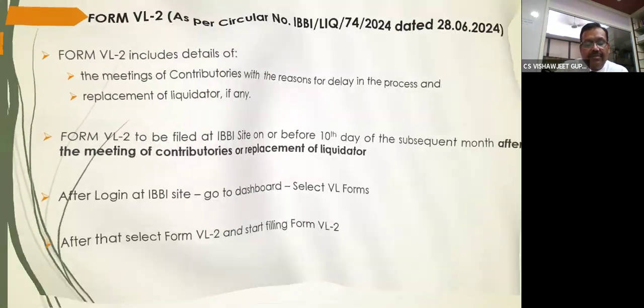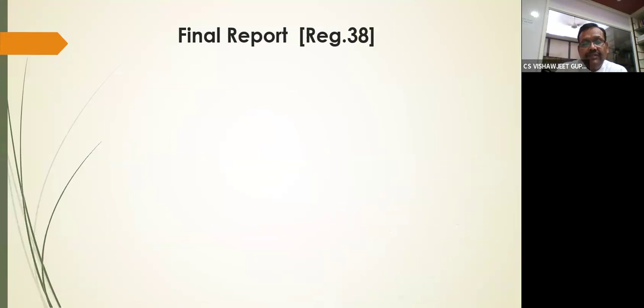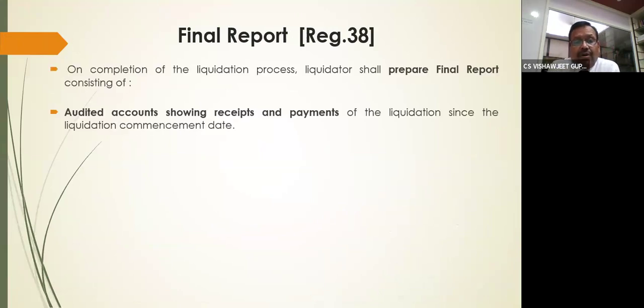This is related to form VL2. Now, final report. On completion of the liquidation process, the liquidator shall prepare the final report. So once the liquidation process has been completed, the liquidator shall prepare the final report, and the final report will consist of audited accounts showing receipts and payments of the liquidation since the liquidation commencement date.